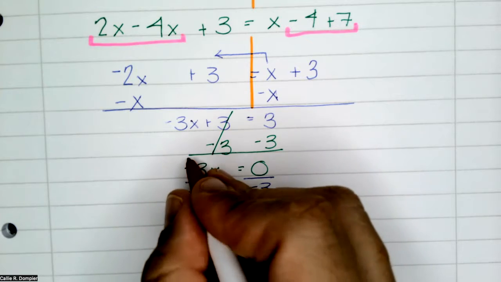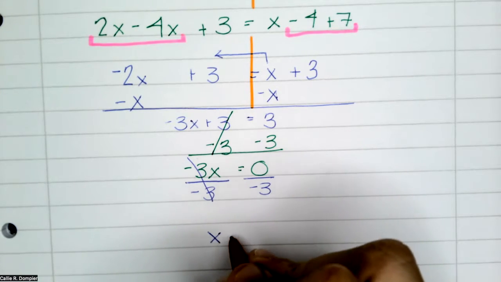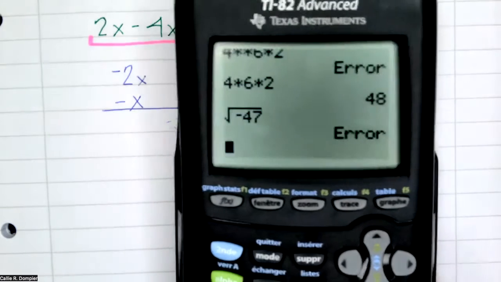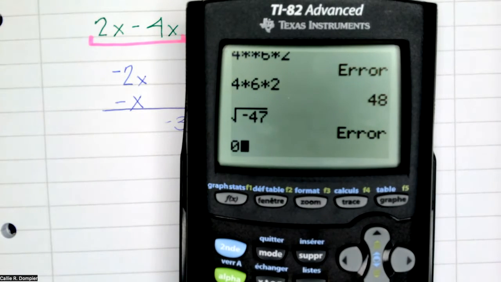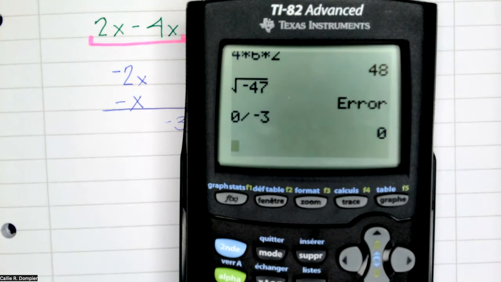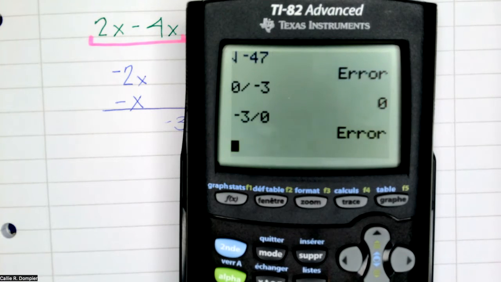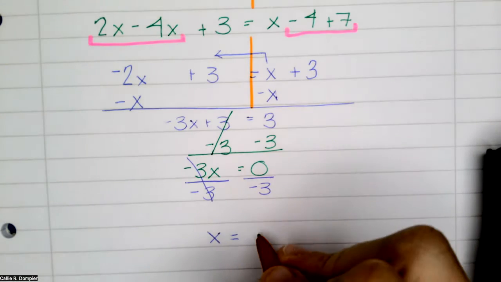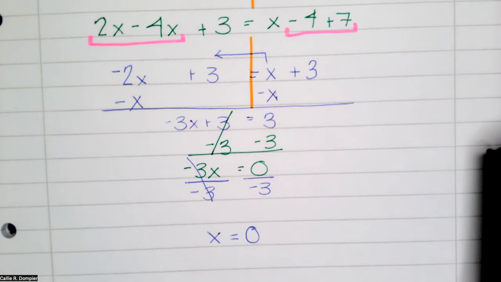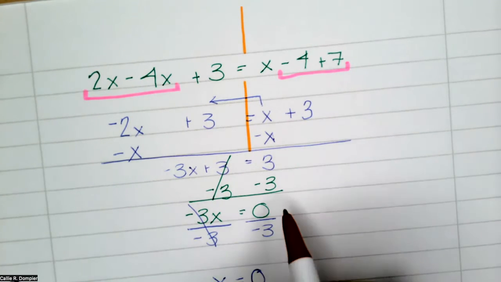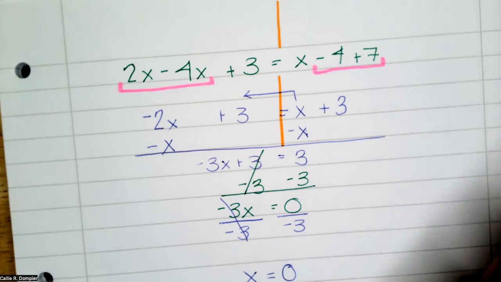Negative 3x divided by negative 3 leaves us with x. 0 divided by negative 3, don't worry, it is not an error, okay? 0 divided by negative 3 is actually 0. If it was negative 3 divided by 0, that would be a problem. But I can divide 0 by negative 3 and it just gives me the number 0, okay? So for this example, x equals 0. We didn't stop just because we got a 0 at one point.